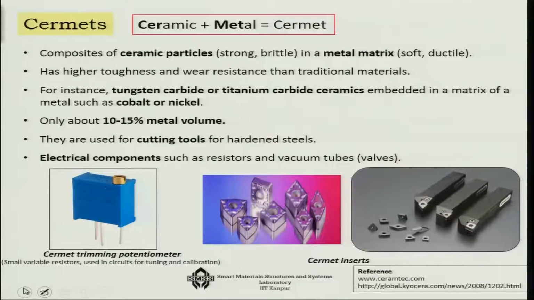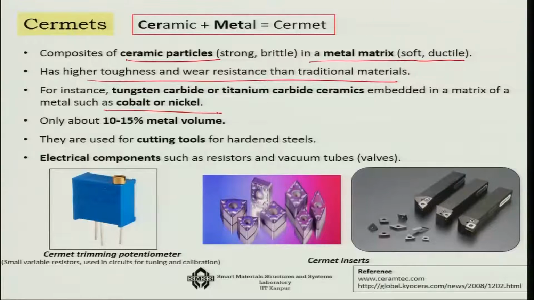There is one interesting ceramic matrix, I don't know whether we will call it a composite or not, but CERMET. So CERMET is actually a composite of ceramic particles which are very strong and brittle, kept in a metal matrix, a soft and ductile metal matrix. It has higher stiffness, toughness and wear resistance than the traditional materials. For instance, tungsten carbide or titanium carbide ceramics embedded in a matrix of a metal such as cobalt or nickel.